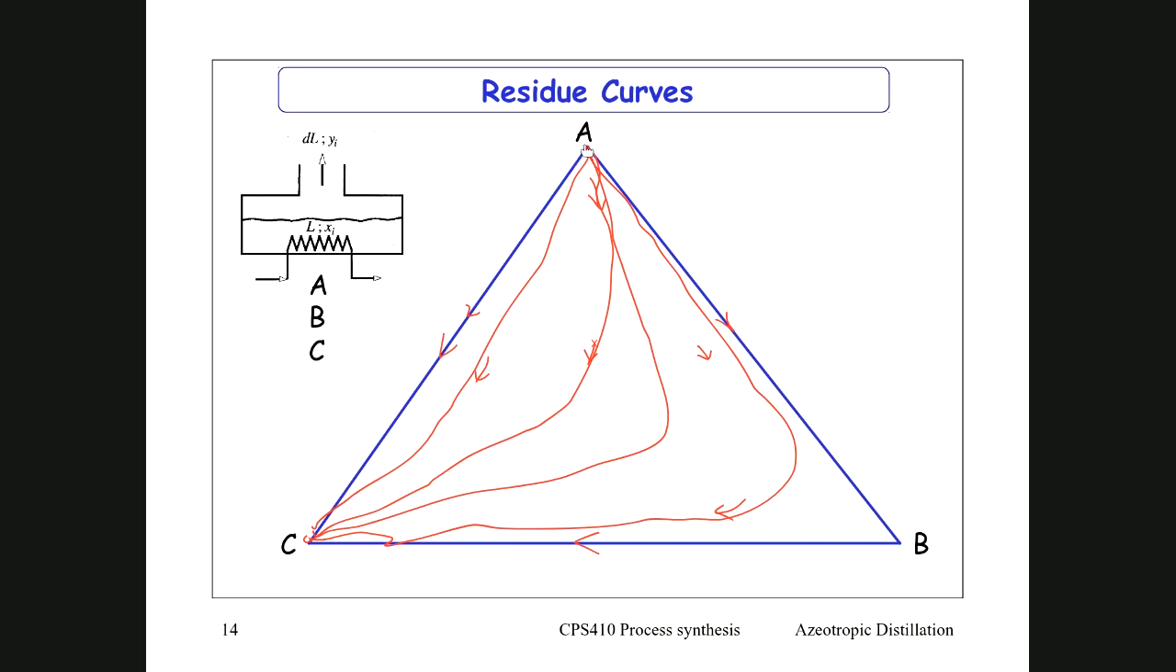Okay, and then there's this is an unstable node because all of the residue curves will move away from that node. Okay, so those two are represented by the unstable node and by the least volatile component.